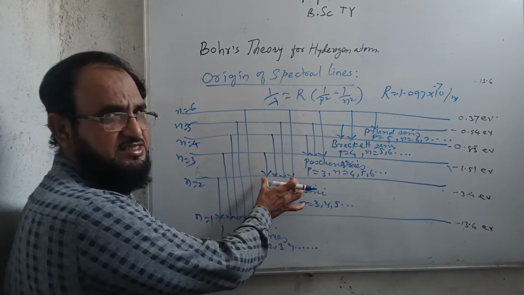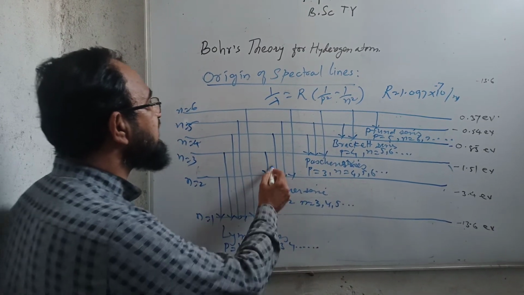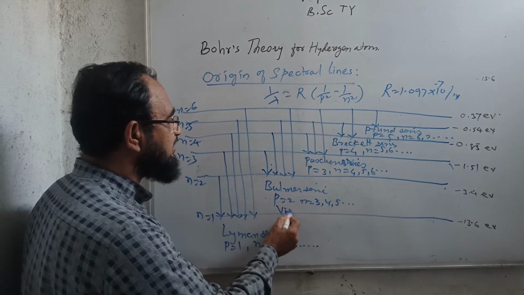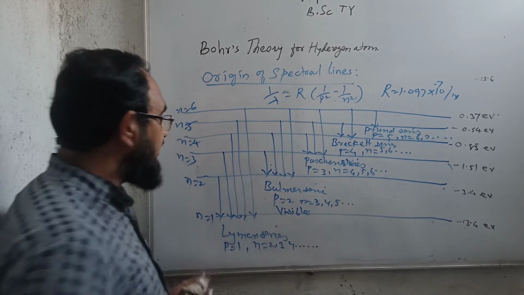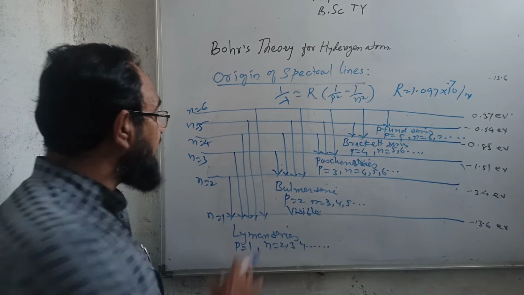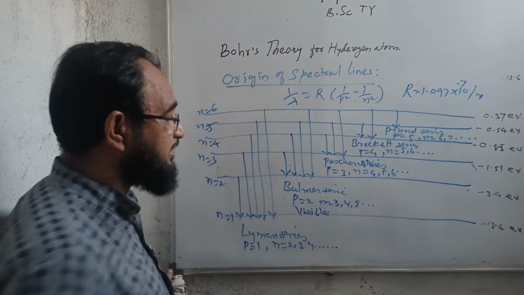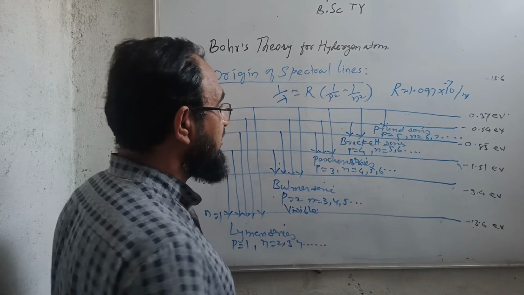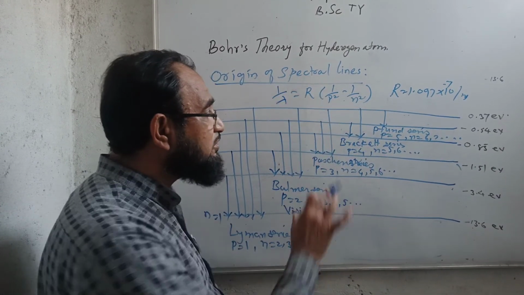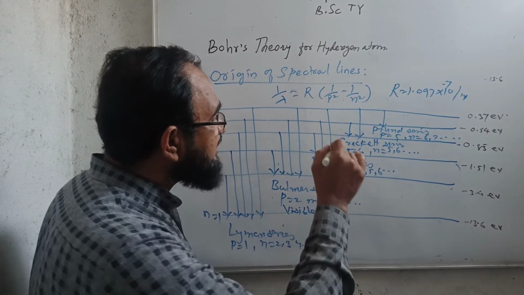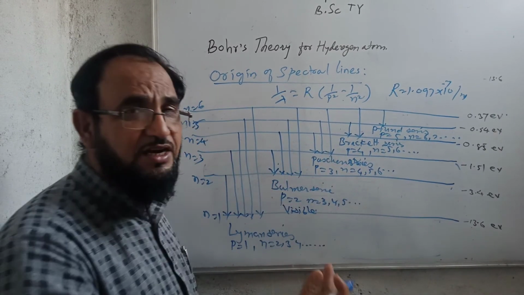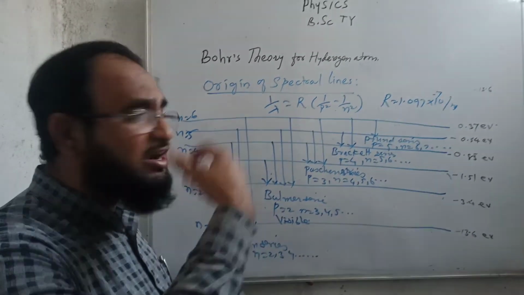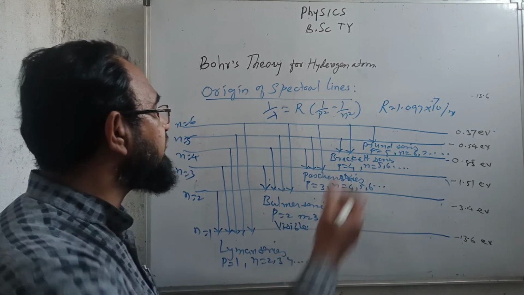Only one series, that is Balmer series, is in the visible region, means we can see it. Lyman series is in the ultraviolet region. Paschen series is in the infrared region. Brackett series is also in the infrared. Pfund series and Brackett series, we can say that they are far infrared.